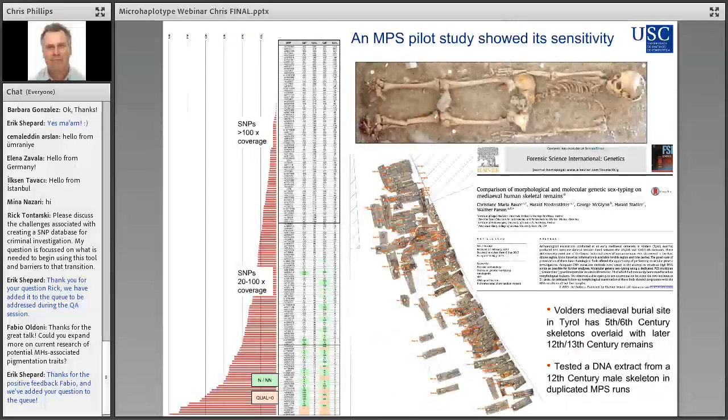Moving on to MPS, we used an interesting pilot study for MPS. We were able to use some DNA extracted from a skeleton from a medieval burial site. So this did contain skeletons from the 5th and 6th century, but we looked at DNA taken from the femur of a 12th or 13th century skeleton from the Innsbruck lab.